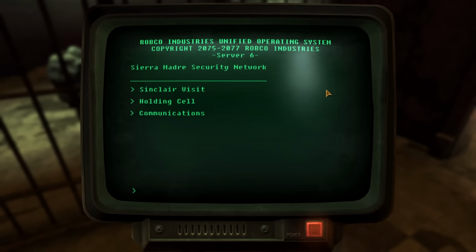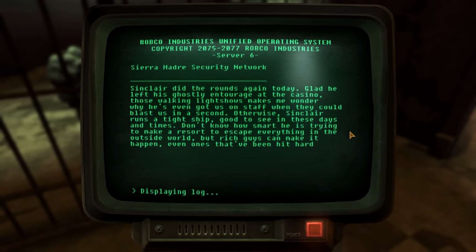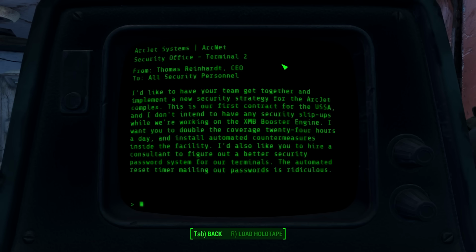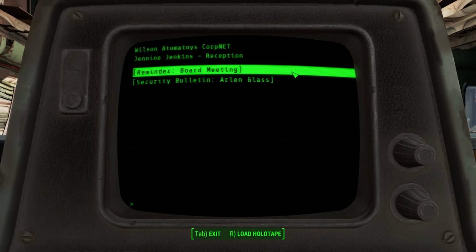Similar to how LANs are everywhere in our world, Fallout has a ton of these, and the evidence is everywhere. Some of these LANs are explicitly named when booting a terminal that is on the network. The Sierra Madre has multiple networks for their resort, a security, maintenance, service, and managing network. The ArcJet company and facility in Fallout 4 has its own ARPANET, and the Wilson Automatoys Corporation has their CorpNet network.